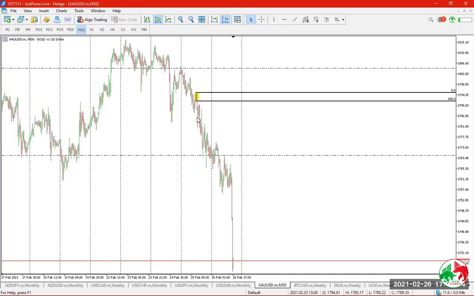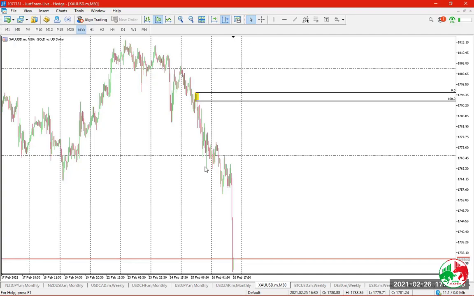So as you can see, there was a very nice bearish movement after this imbalance. So this was a good zone. The zone wasn't tested. So then you would look for an imbalance.